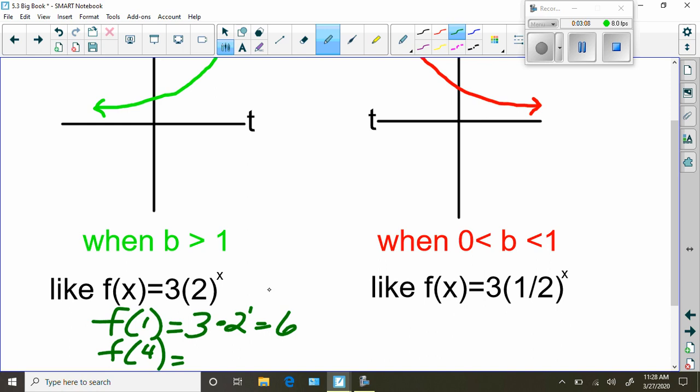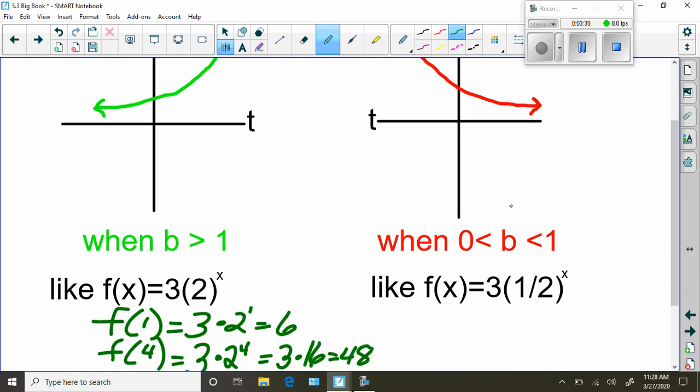If I said, hey, what's f of 4? Then it would be 3 times 2 to the fourth, which is 3 times 2 times 2 times 2 is 8. Times 2 is 16, so that'd be 48, okay? And you can see as the value of x increases, like from 1 to 4, these numbers grew exponentially. In other words, it grew pretty doggone fast, okay?